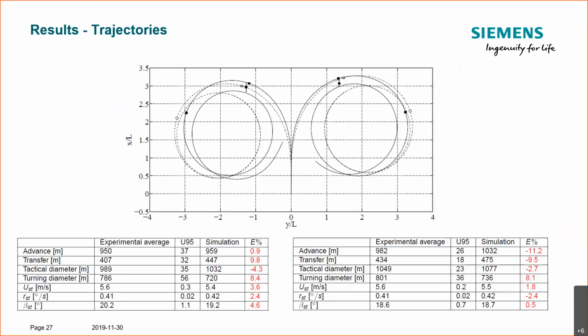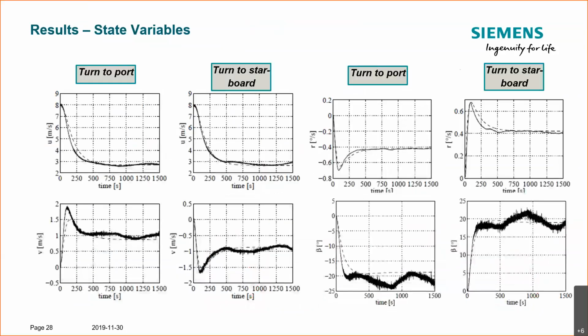Luckily, we also had uncertainty analysis from the experiments. They were conducted at MARIN, also available through the SIMMAN workshop. So that is within reasonable levels, especially considering the, let's say, simplicity of the underlying model. Now, the trajectories are well and good, but we also need to look at the state variables. So the drop in forward speed for both turn to port and turn to starboard were in very good agreement. So was the drift angle and the yaw rate.